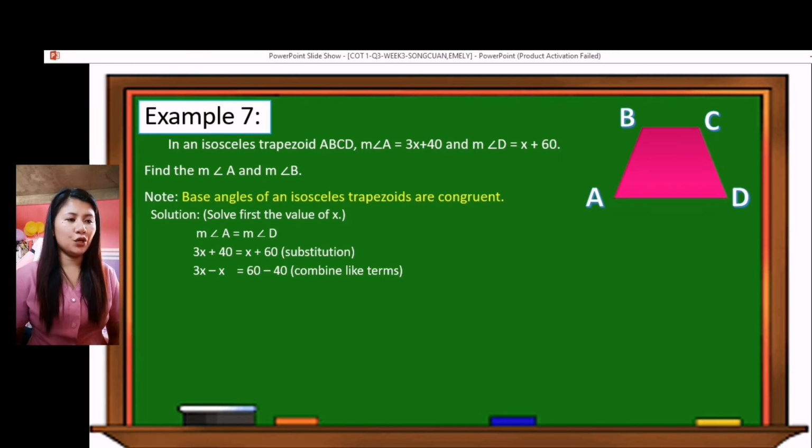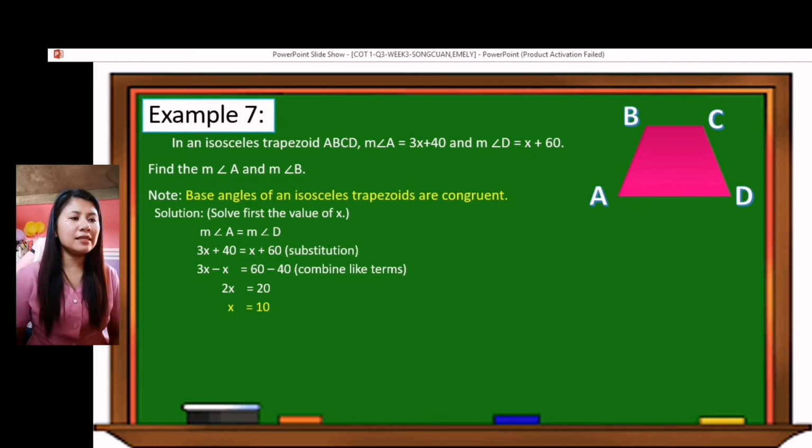On the left side, what is 3x minus x again? Okay, correct. That is 2x. And 60 minus 40, that is equal to 20. So the next step is you're going to divide both sides by 2. So that will become x, and 20 divided by 2, that will become 10.